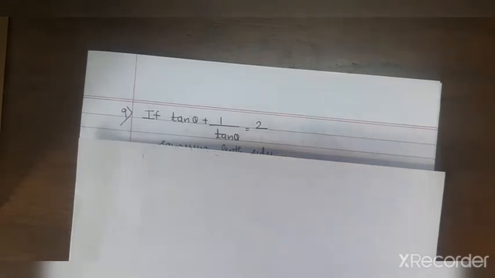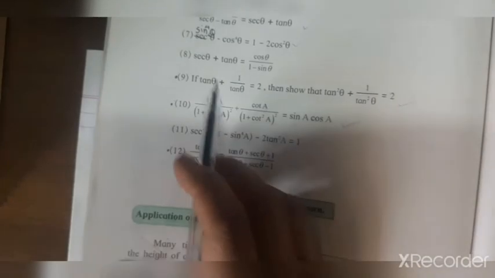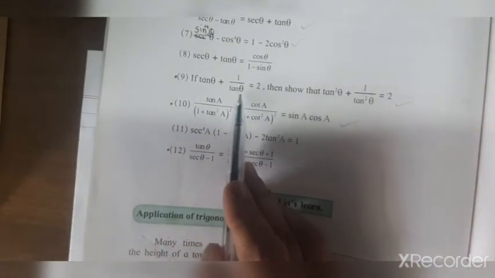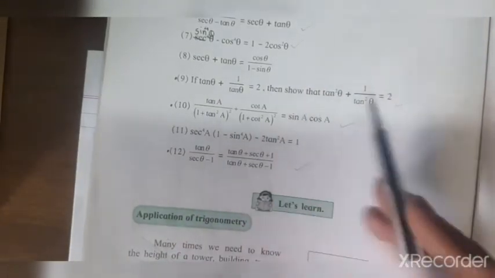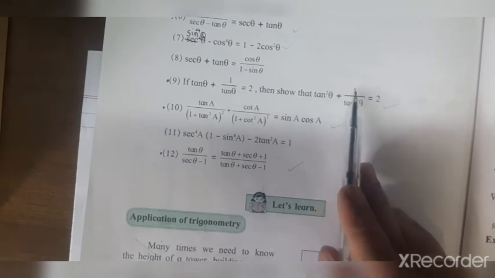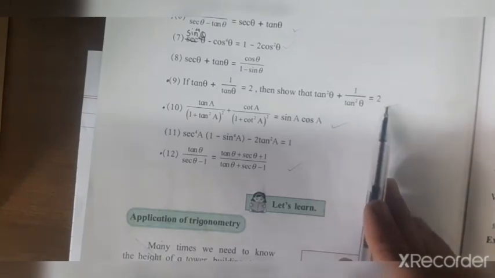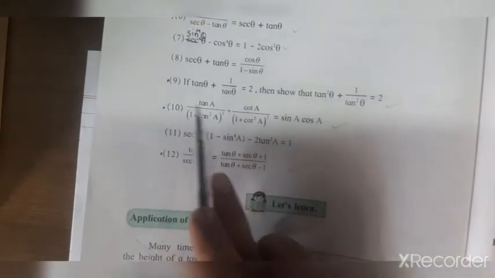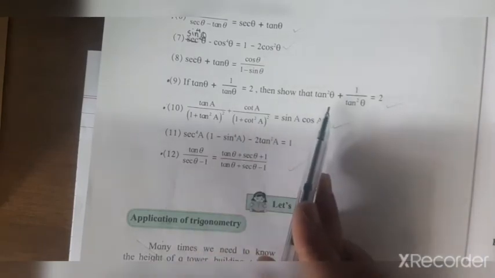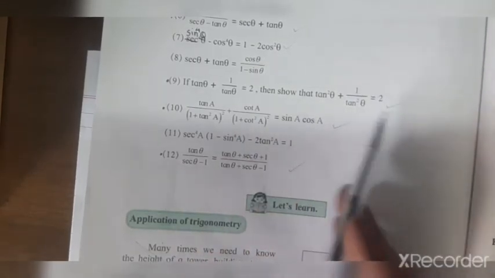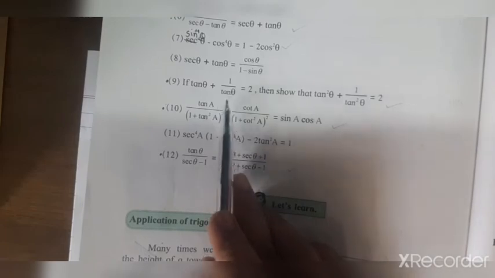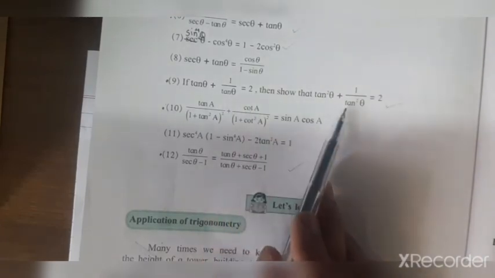Now the 8th sum is for homework. We'll do the 9th sum. Now what is the 9th sum? They have given us tan theta plus 1 upon tan theta equal to 2. And we have to show that tan square theta plus 1 upon tan square theta equal to 2. So this is given, and from this we have to derive this. Here we will not take LHS and RHS because they have given us something, and that we have to keep developing so that we get this.